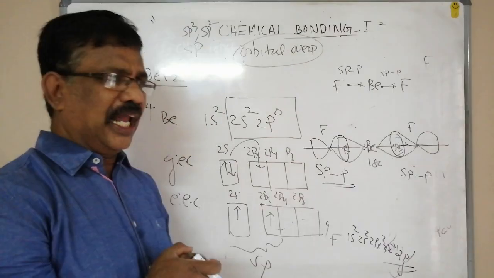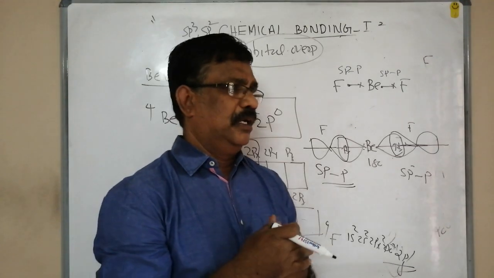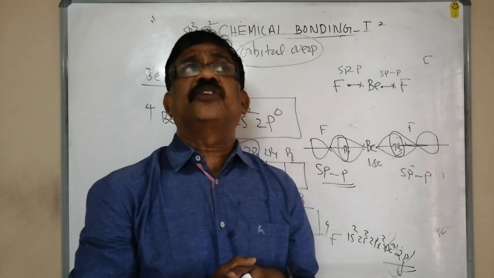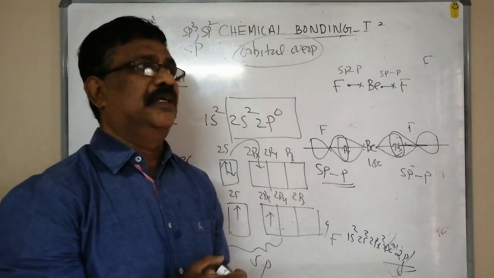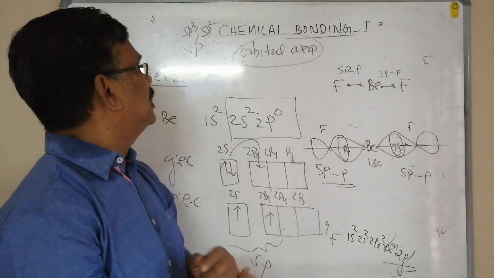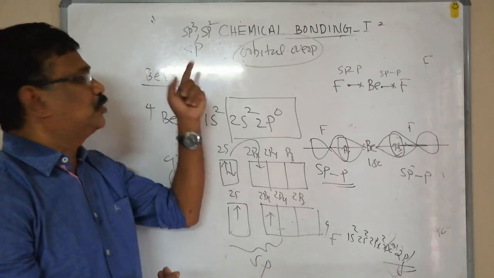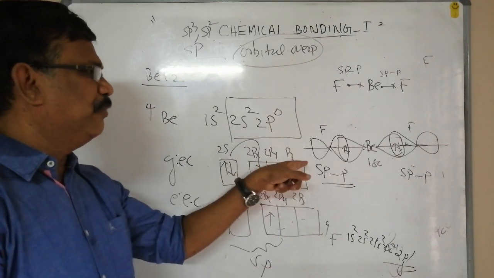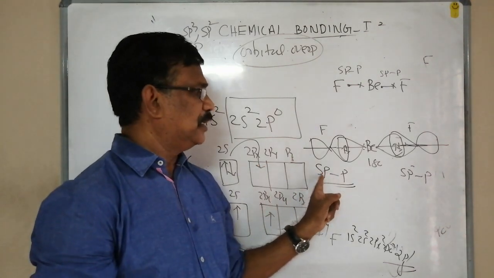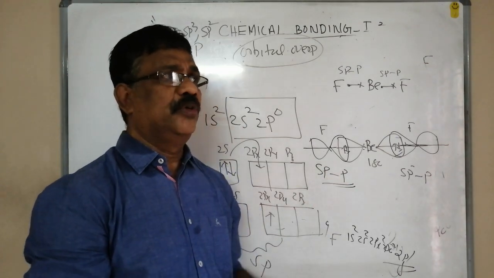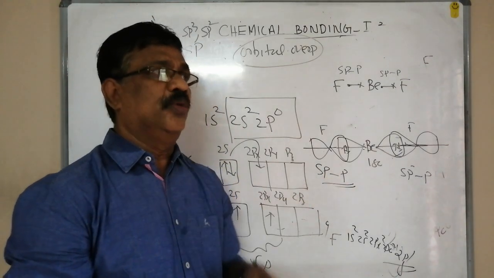Why are the central atoms arranged in this manner? In order to minimize the repulsive force and attain maximum stability for the molecules. And these are the three hybridizations, sp3, sp2 and sp: tetrahedron, planar and linear. So the Be-F bond is formed by which overlapping? sp-p overlapping. This is about VBT and three molecules.